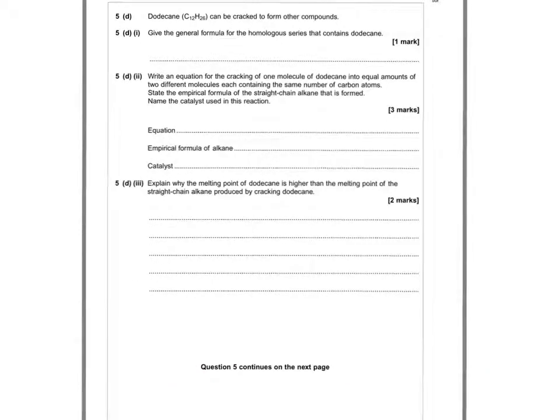Okay, part D. Dodecane can be cracked to form other compounds. Give the general formula for the homologous series that contains dodecane. Now, the big clue is it ends in ane, so it's got to be an alkane. You should know the general formula for alkanes is CnH2n plus 2.